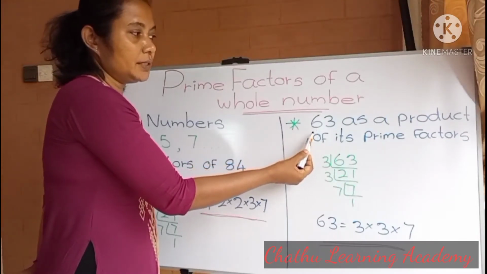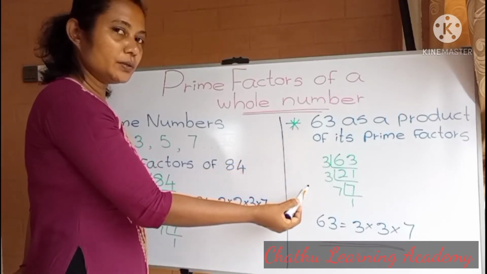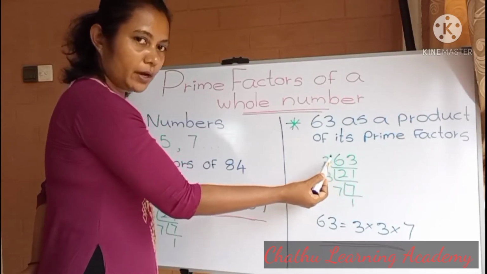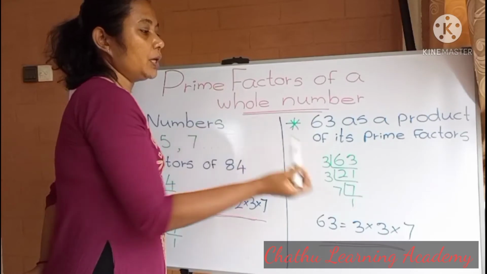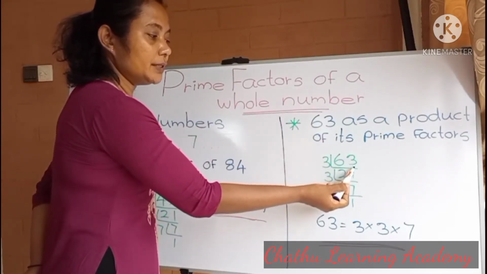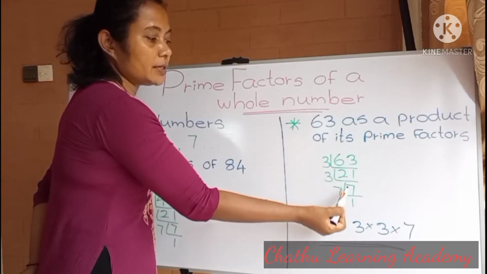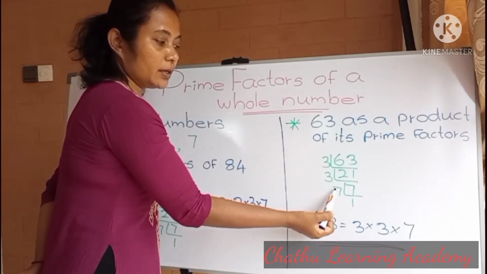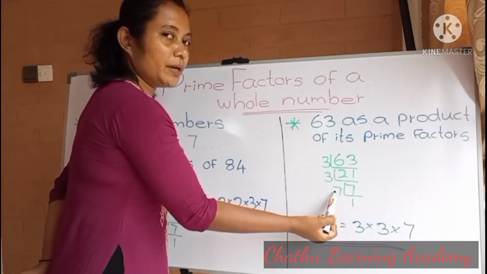This is another example. 63, 63 as a product of its prime factors. Here also we have to follow the same procedure. 63, can we divide it by the first prime number? No, we can't divide it by 2. Then the next prime number is 3. We can divide 63 by 3. Then 21. Again we can divide it by 3. 7. Then again, can we divide it by 3? No, we can't. Then what is the suitable prime number? It is 7. Then 7 divided by 7.